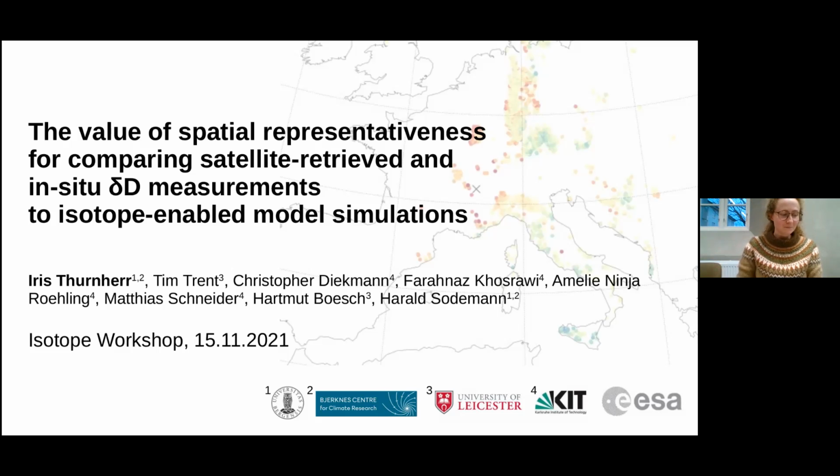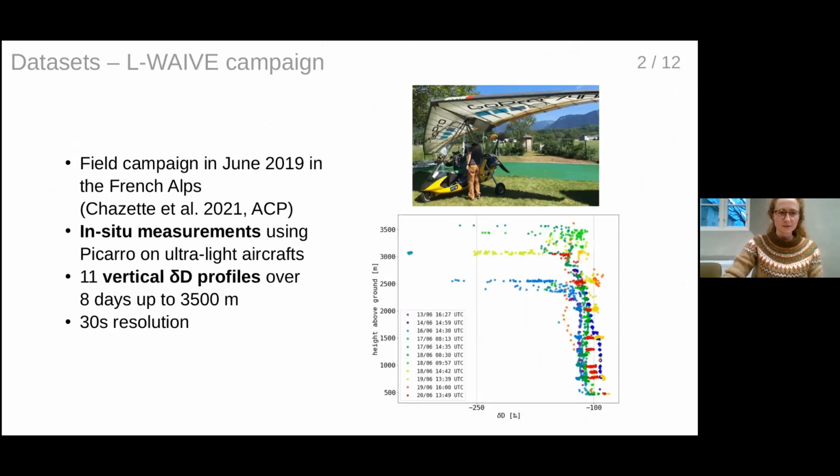We're looking at just one place and at the delta D variability around this location in the French Alps. Let me first introduce the three data sets that we're using. First of all, we're using data from the LWAVE campaign, which took place in June 2019 in the French Alps. The spectrometer was mounted on an ultralight aircraft, which you see at the top here. We have a total of 11 vertical delta D profiles, which reach up to 3.5 kilometers high and have a resolution of 30 seconds. So this is a very high resolution data set for one specific location.